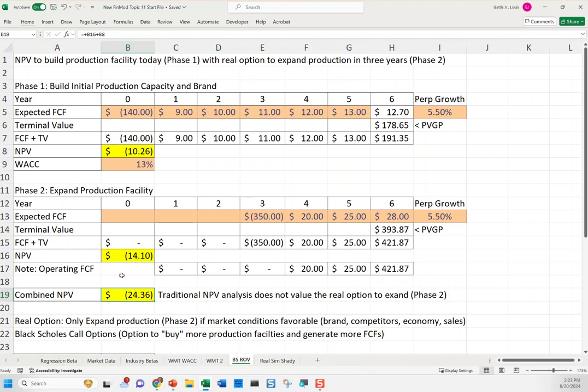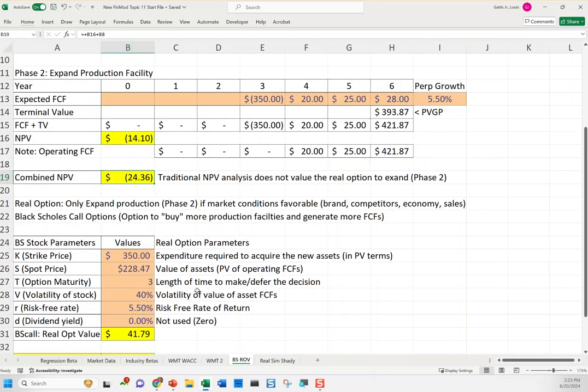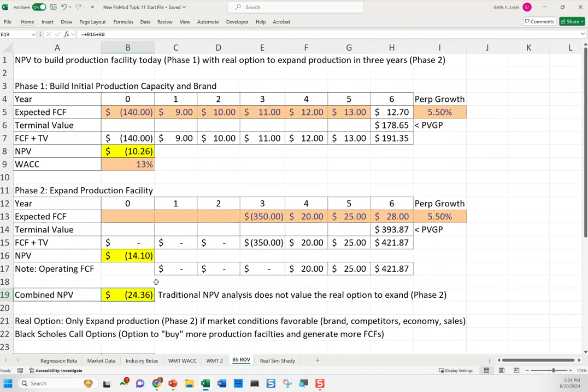However, what if you have a real option to expand in that second facility? In other words, this is an option. You don't have to do phase two. You would only do phase two if you learned enough in phase one, and the market conditions and sales and your competitive situation were such that you knew that in this second phase, it was going to be successful. So you have this option to do the second phase, but not an obligation. So how do I value that? I have the right to walk away from the second phase.